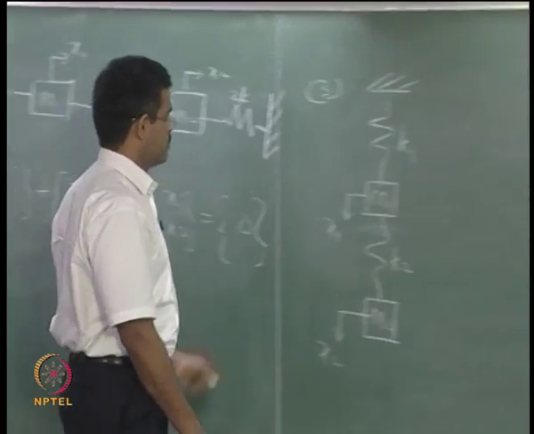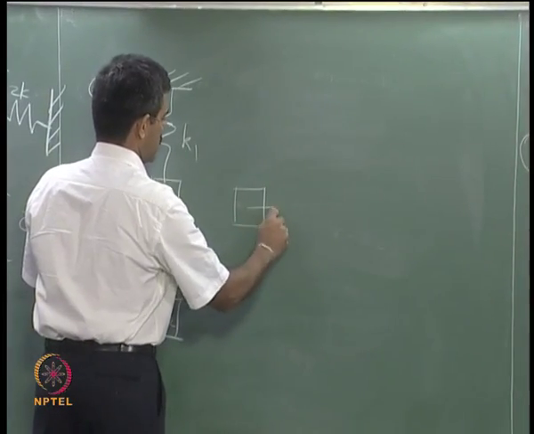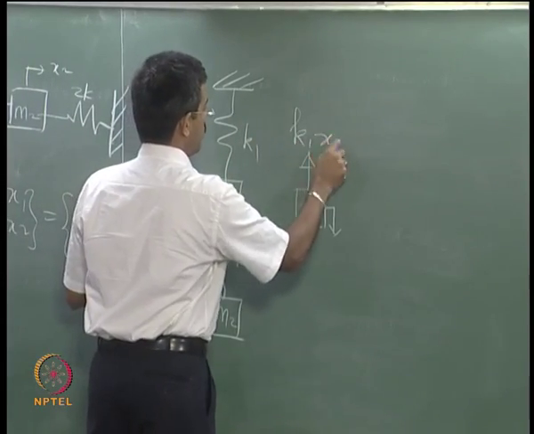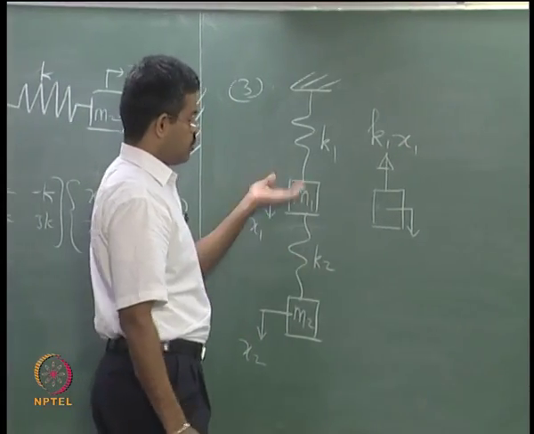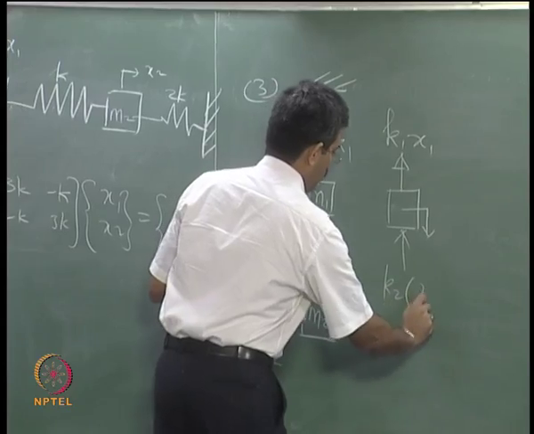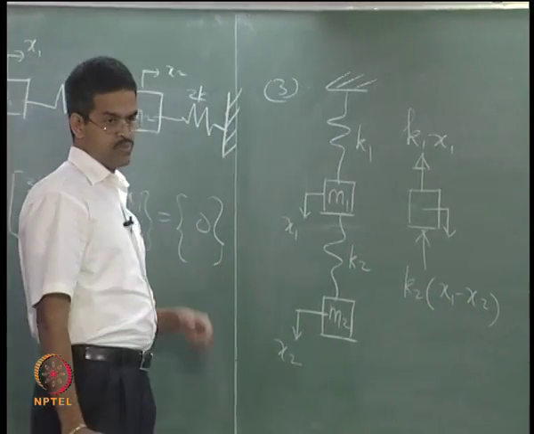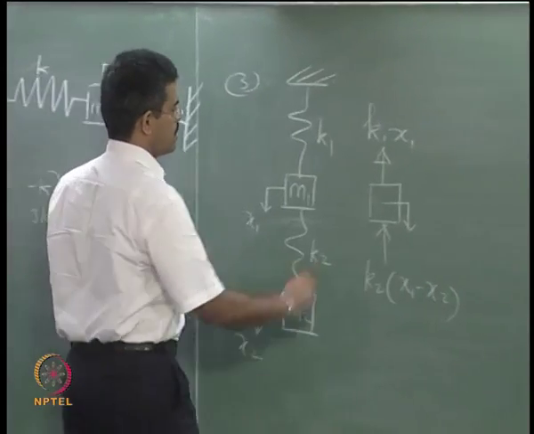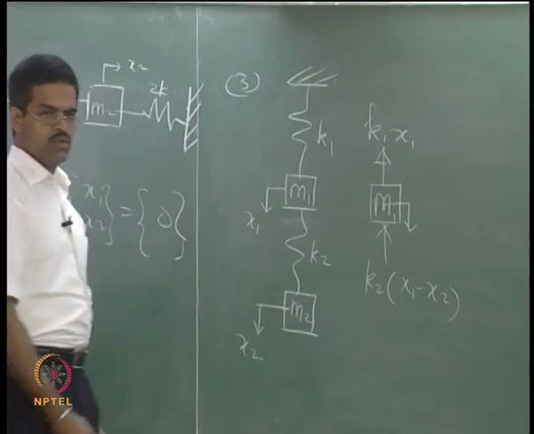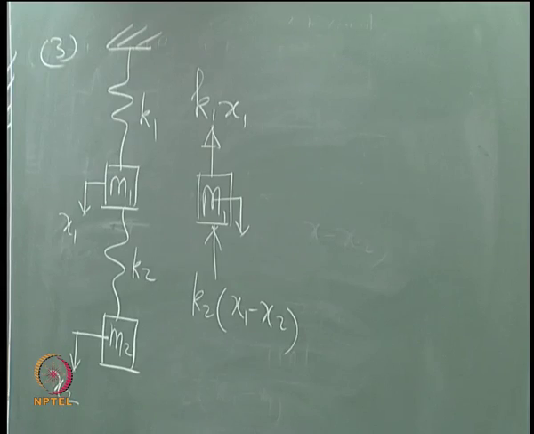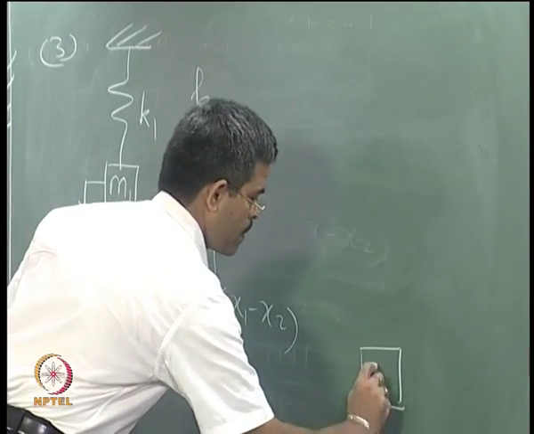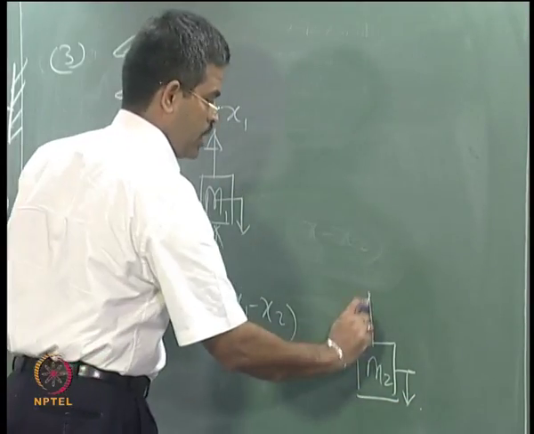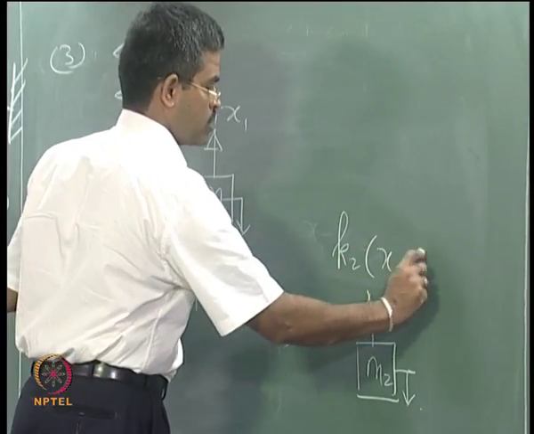I can draw a free body diagram to help you. If this mass moves down, this spring will try to restore it back. So this will be K1 of x1, whereas this spring will try to push it up, so it is going to be K2 of x1 minus x2. That is for the mass m1, and so on. Same way you can do further. If you do it for the mass m2 and move it down, this spring will try to push it up, that is going to be K2 of x2 minus x1.